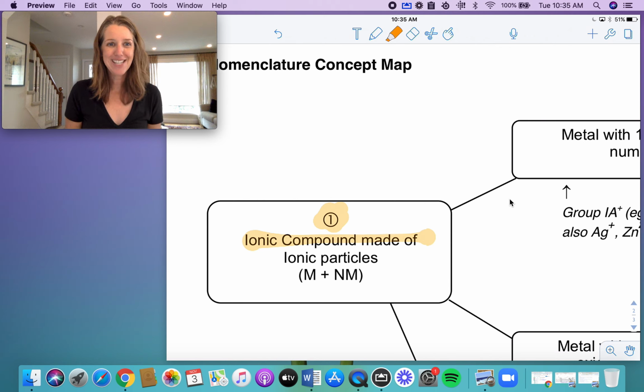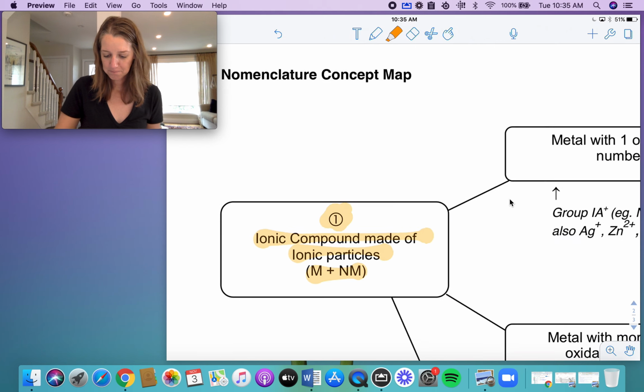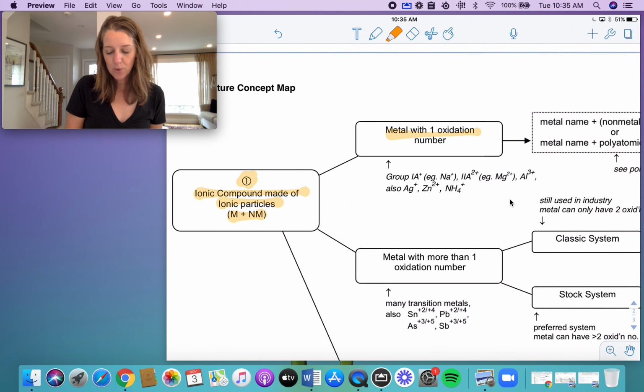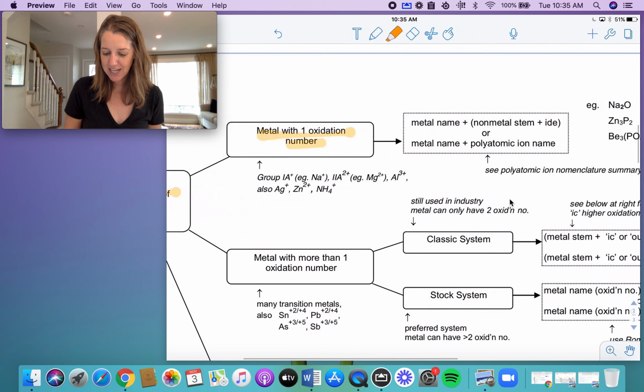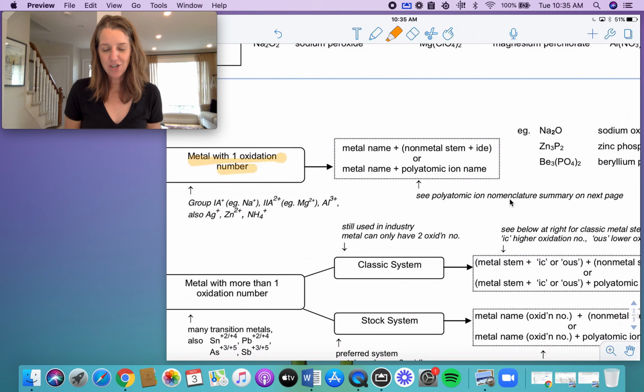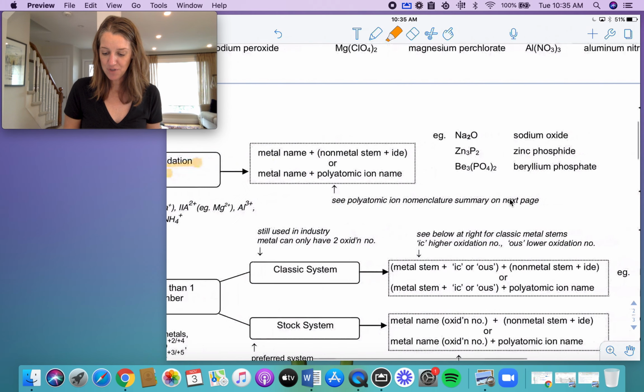If the compound is made up of a metal and a non-metal, then it's ionic, and then you follow this rule for naming. Is it a metal with only one oxidation number? Then these are the easy ones. You take the metal name and you take the non-metal, or whether it's a polyatomic, and if it's non-metal only, then you add an -ide. Do you remember that? Sodium oxide, zinc phosphide, beryllium phosphate.